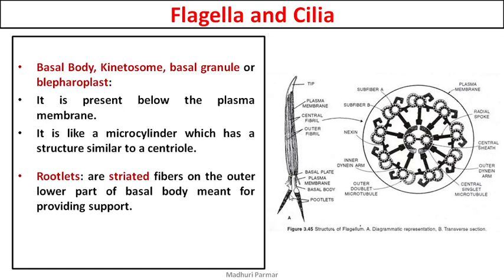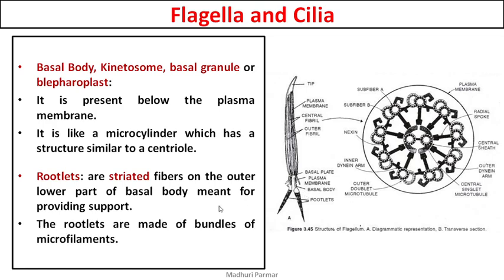Striated, because you can see some stripe-like structure, right? Striated means striped. So they are striated fibers on the outer and lower part of the basal body, and they are meant for providing support. They will be present on the inner side of the plasma membrane. The rootlets are made up of bundles of microfilaments.